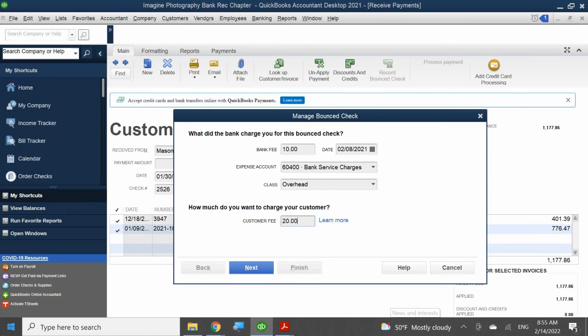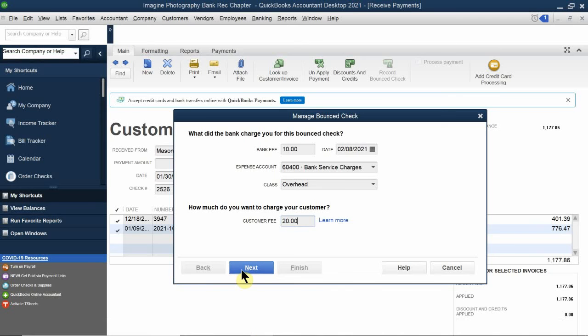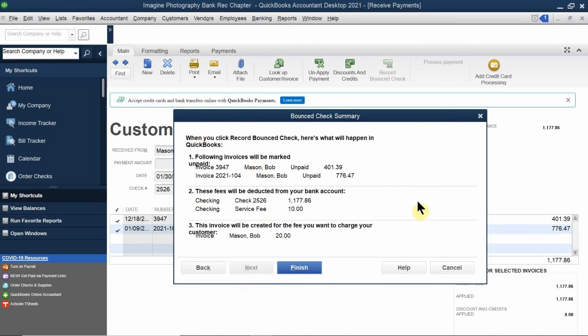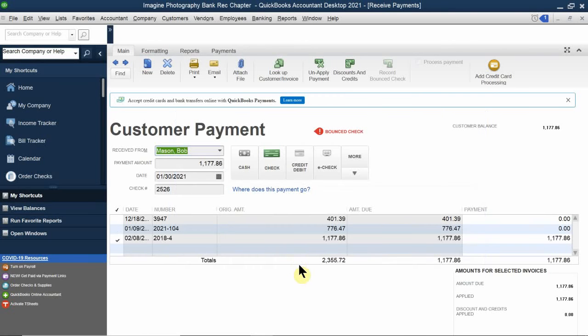In this case, I'm going to click next. Then it asks if you're sure you want to do this. You're going to charge him $20 on top of what he owes, and I say finish. Now you'll notice Bob Mason owes me for all his services, and he gets charged that $20.